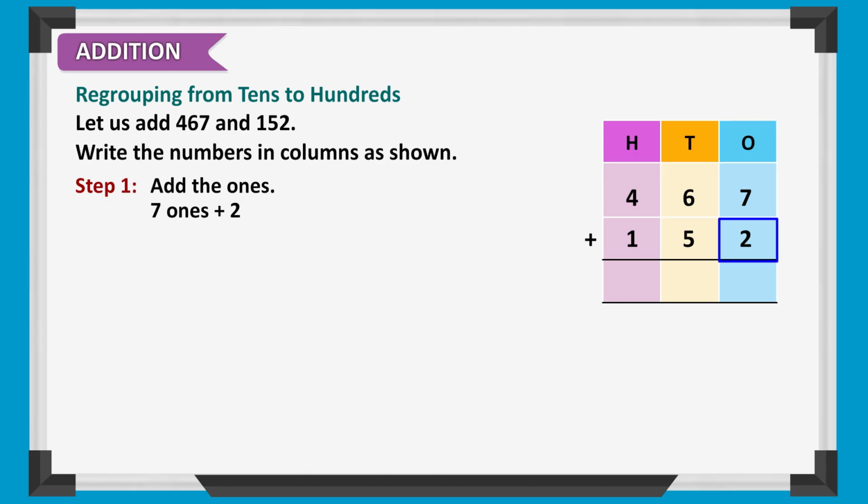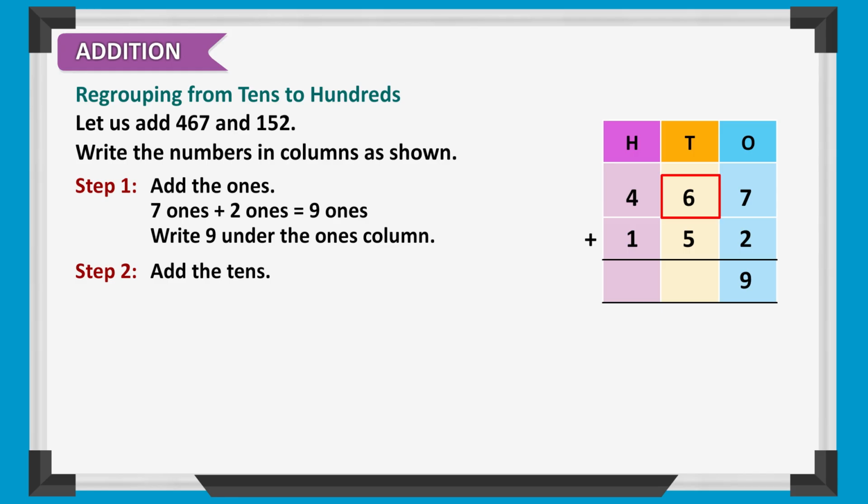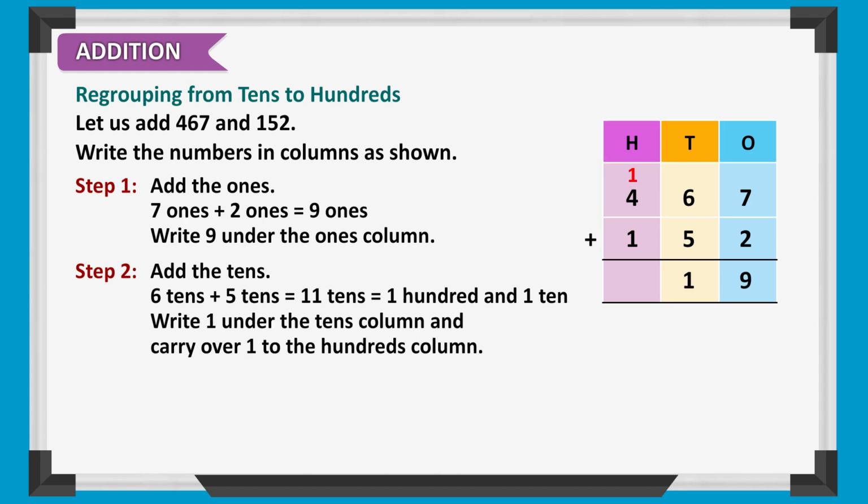7 ones plus 2 ones is equal to 9 ones. Write 9 under the ones column. Step 2. Add the tens. 6 tens plus 5 tens is equal to 11 tens, which is 1 hundred 1 ten. Write 1 under the tens column and carry over 1 to the hundreds column.